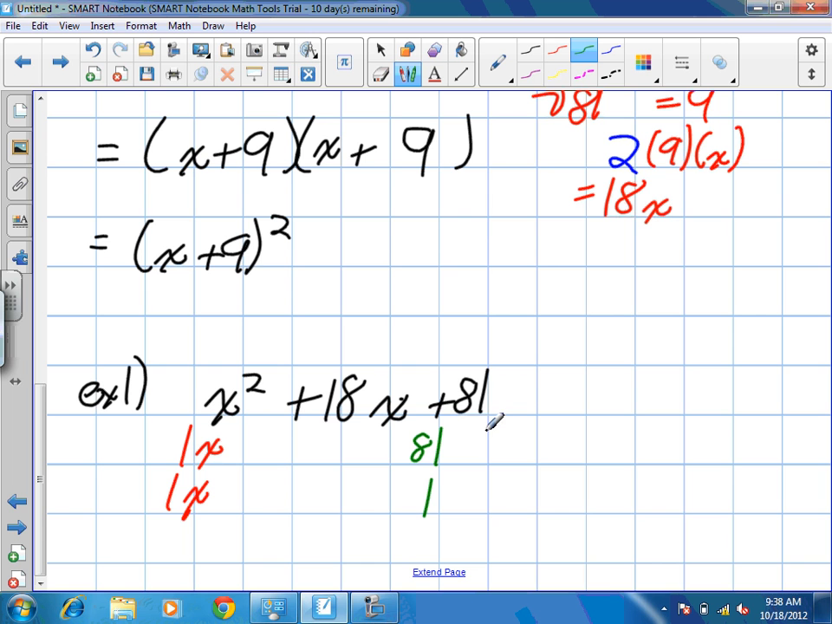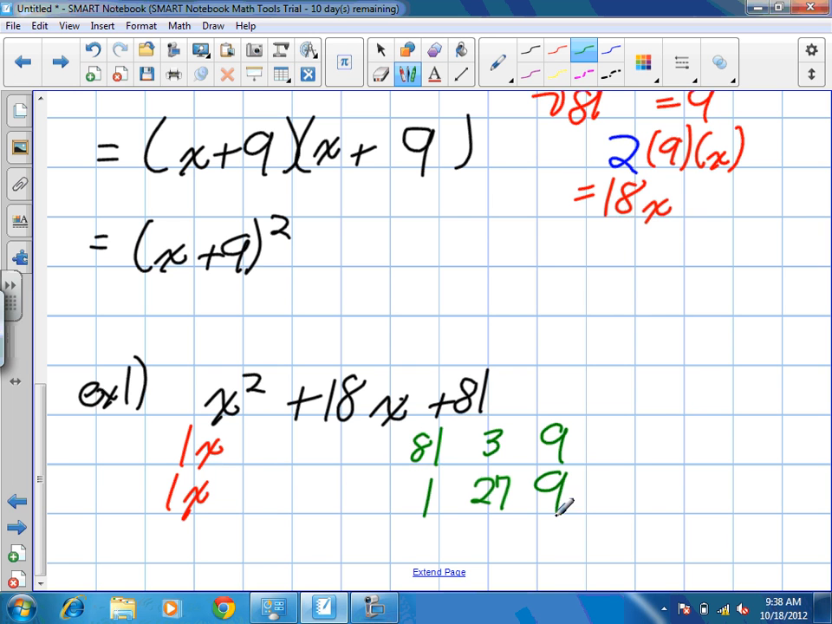3 goes into this. 27? Yep, 27 times. 4 go in? No. 5, no. 6? No. 7? No, 7 doesn't go in. 8, no. And 9 goes. Okay, so here are our factors.